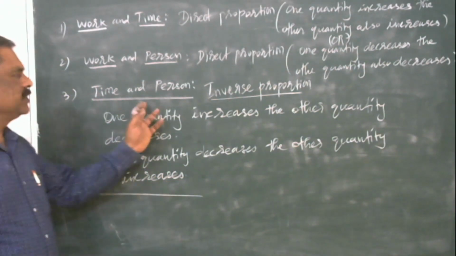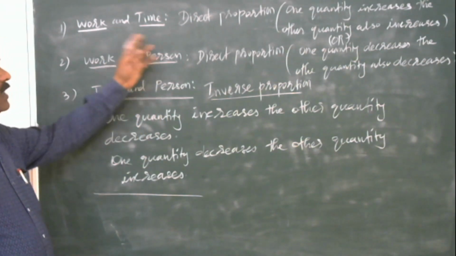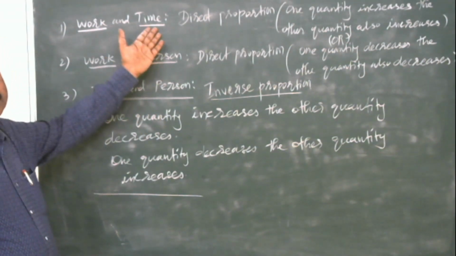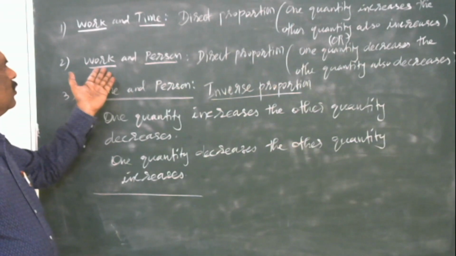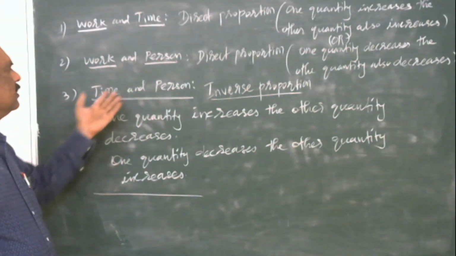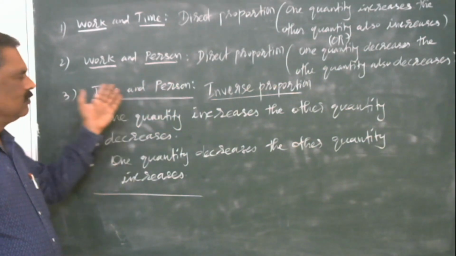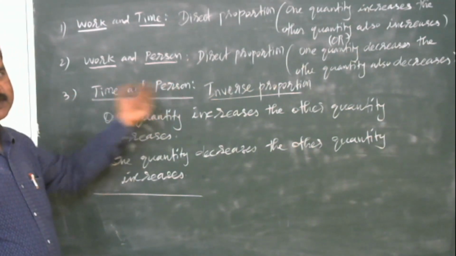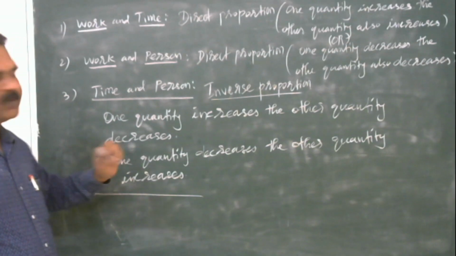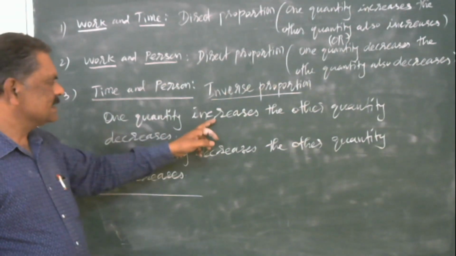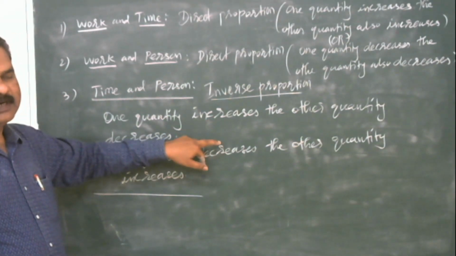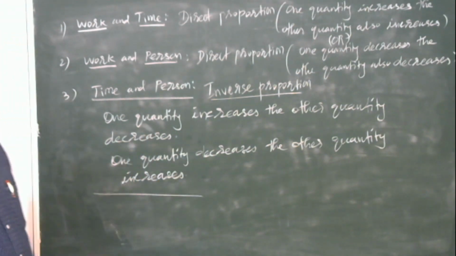Okay, so very important, this third one. These two are direct proportion. More work, more days. More work, more persons we needed. More time, fewer persons. Less time, we need more people. So it's opposite. So here it is inverse proportion. One quantity decreases, the other quantity increases. If one quantity increases, the other quantity decreases.